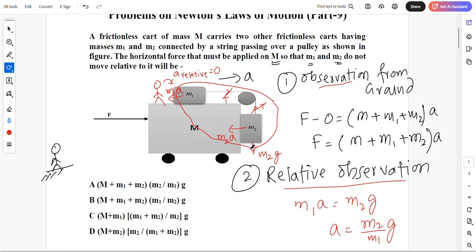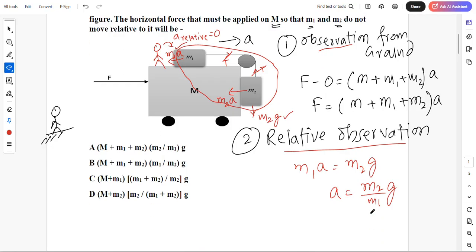Since a relative is equal to 0, you can balance the forces. How to balance the forces? These two forces get cancelled, because if I take this as system boundary, balance these two forces m1a and m2g. m1a is equal to m2g. Now a is equal to m2 by m1 into g.